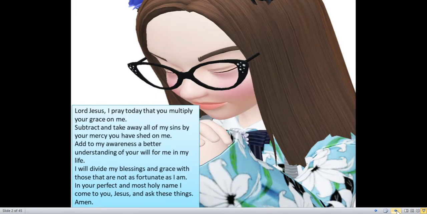First, let us start with a prayer. In the name of the Father, the Son, the Holy Spirit. Lord Jesus, I pray today that you multiply your grace on me, subtract and take away all of my sins by your mercy you have shed on me. Add to my awareness a better understanding of your will for me in my life. I will divide my blessings and grace with those that are not as fortunate as I am. In your perfect and most holy name, I come to you, Jesus, and ask these things. Amen.